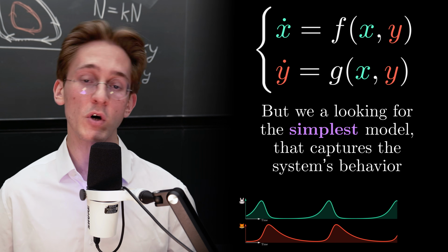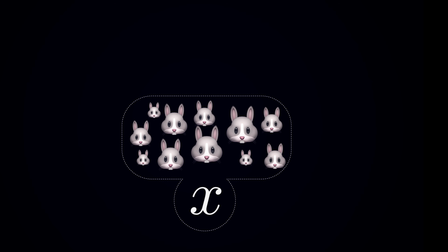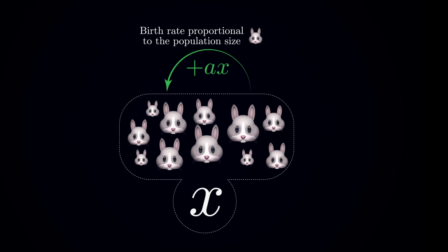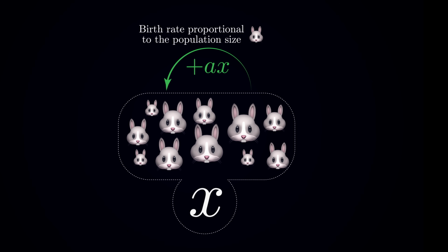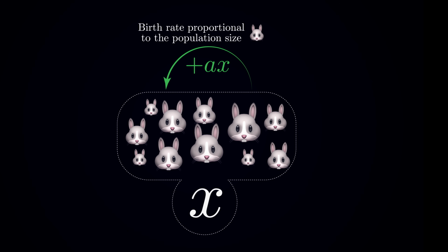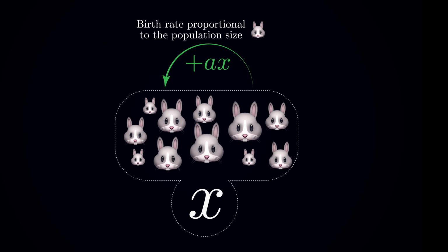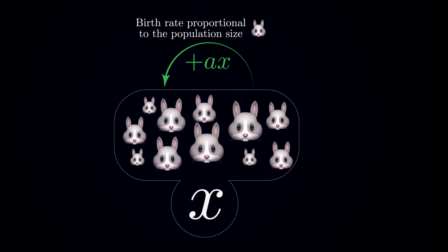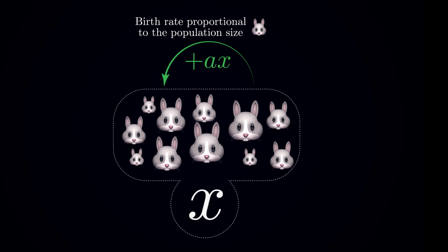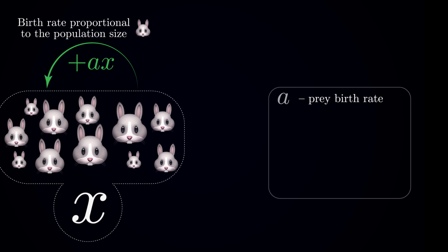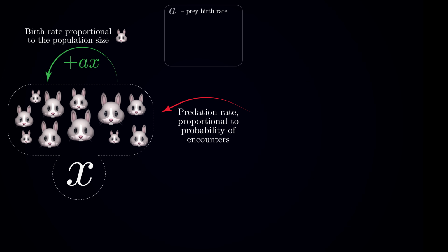Let's start with our prey population. Rabbits reproduce at a rate proportional to their population, giving us the term aX, where a is the positive net growth rate. Note that there is also an analogous rate for natural deaths, proportional to the population size, but here we are assuming that the birth rate significantly exceeds the natural death rate, so the total population growth rate is positive. Rabbits also get eaten by foxes.